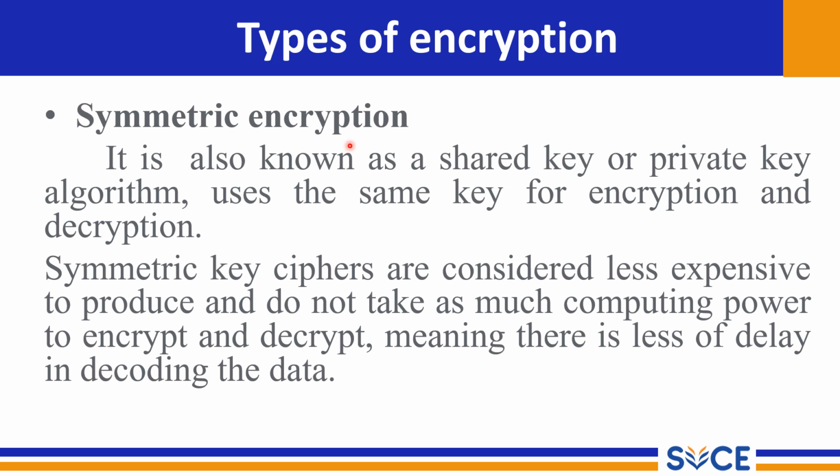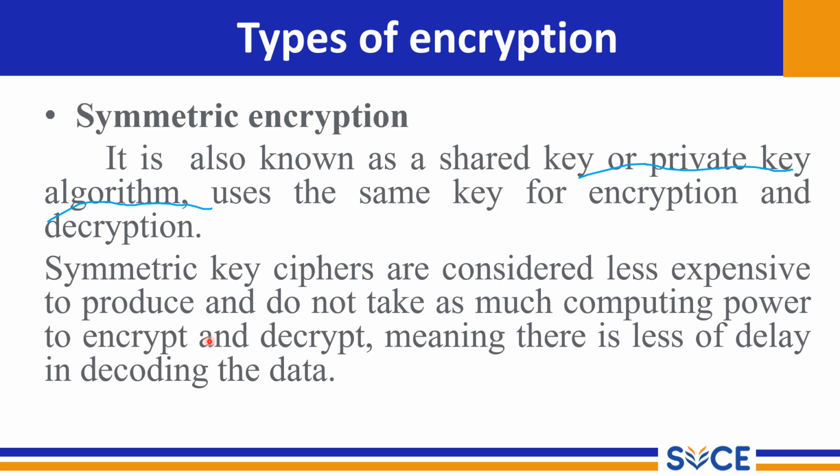Now let us discuss the types of encryption. There are two types: first symmetric encryption, and next asymmetric encryption. First, symmetric encryption, also known as a shared key or private key algorithm. It uses the same key for encryption as well as for decryption. Symmetric key ciphers are considered less expensive to produce and do not take much computing power to encrypt and decrypt, meaning there is less delay in decoding the data.